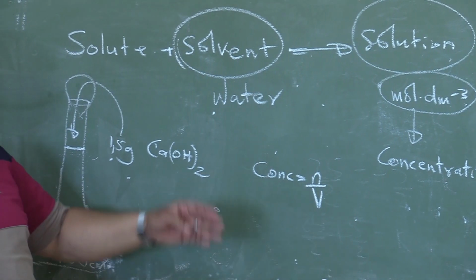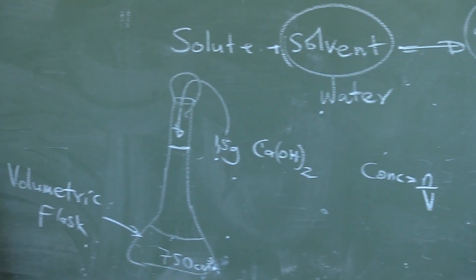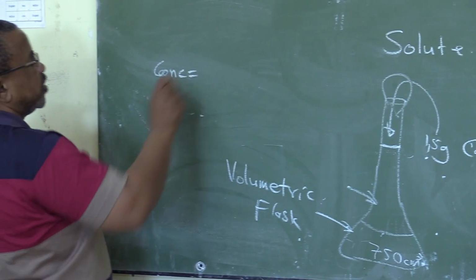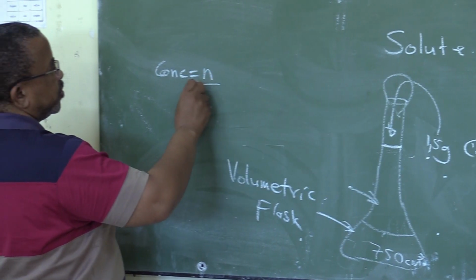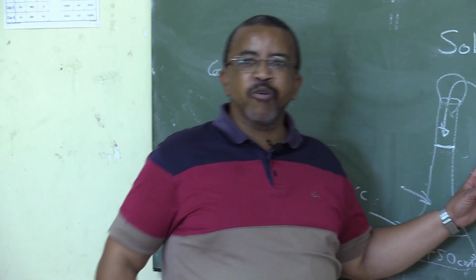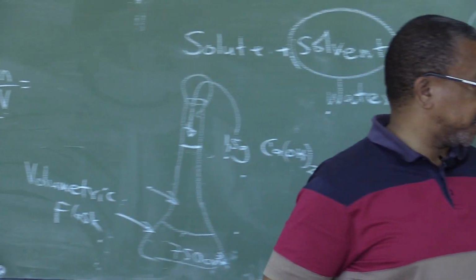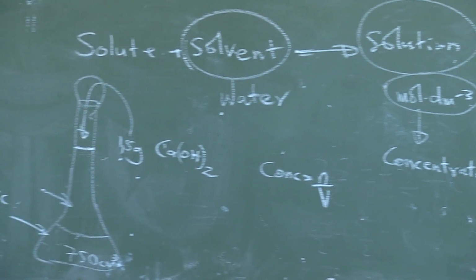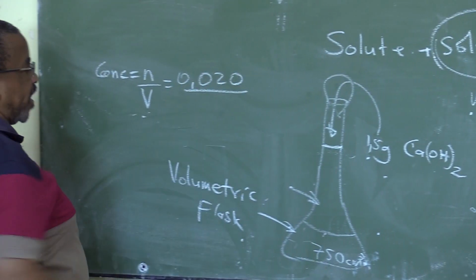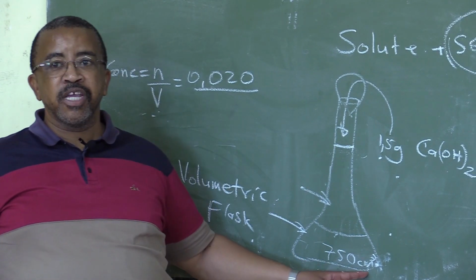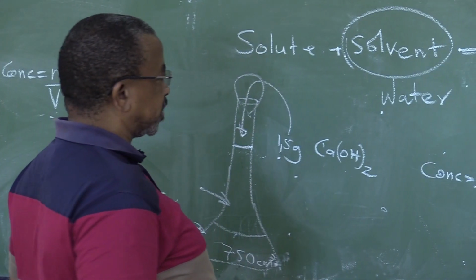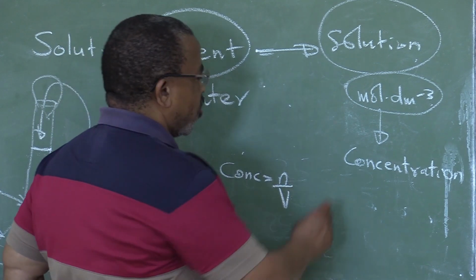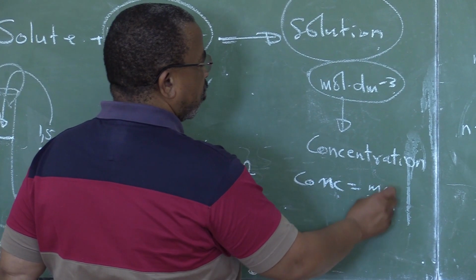Maybe you can ask the teacher: if you put 1.5 grams in 750 cubic centimeters, what is the concentration? Okay, we want the concentration of that solution. Concentration is the number of moles over volume. We know that 1.5 grams of calcium hydroxide is 0.02 moles. So the number of moles of calcium hydroxide is 0.020, divided by the volume, which should be in cubic decimeters. Concentration is measured in mole per cubic decimeter.